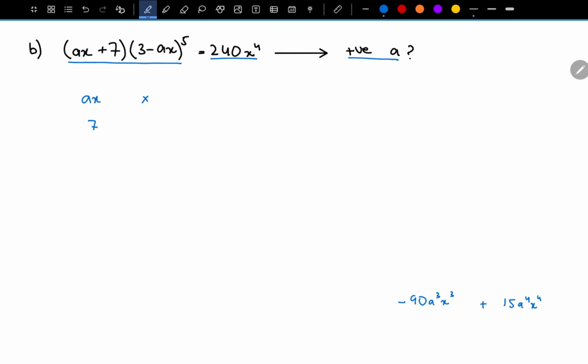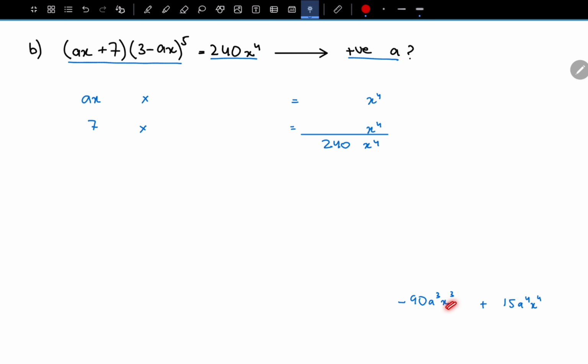We need to multiply it by a certain value, and these will give us coefficients of x to the power of 4. Why x to the power of 4? Because it is given that they are equal to 240 x to the power of 4. We need to find x to the power of 4 because it is given in the question. And we also know that when we add it together, we will get 240 x to the power of 4.